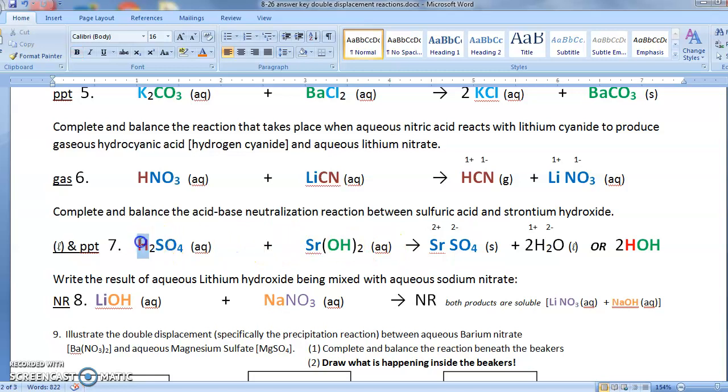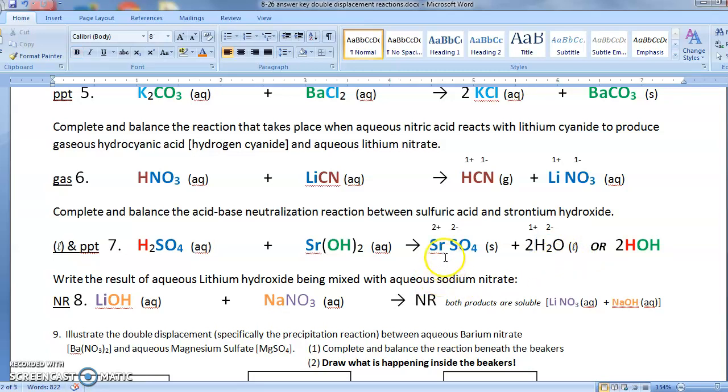In a double displacement reaction, the first thing from the first compound will join up with the second thing from the second compound. So the H's will join up with the OH's. HOH is water. So when we have an acid-base neutralization reaction, you'll often see the H written in front of the OH, in respect to the fact that this is a double displacement reaction, but HOH can also be written as H2O. It is water, and that is a liquid.